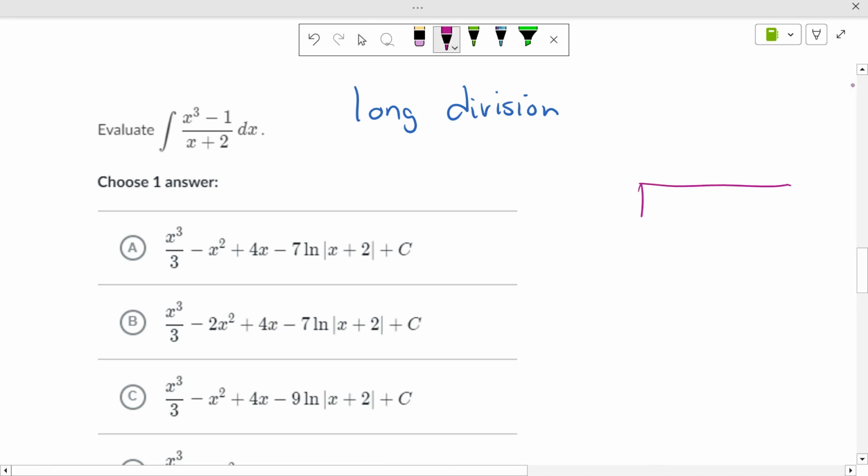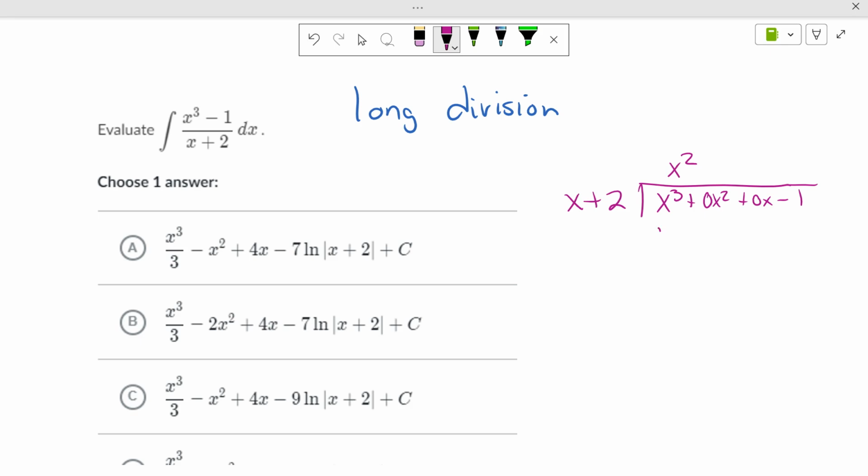The numerator is on the inside. Remember, when you do long division, you got to put in placeholders. So it's x cubed plus 0x squared plus 0x minus 1. On the outside is x plus 2. What times x is x cubed? x squared. And if you distribute, you get x cubed plus 2x squared. Change the signs of the bottom row and then add. Negative 2x squared plus 0x. What times x is negative 2x squared?